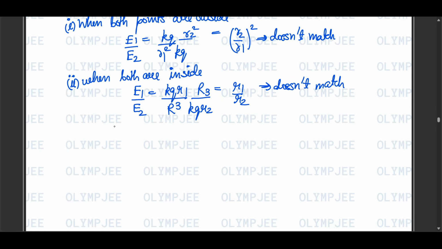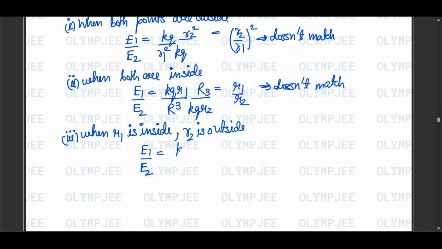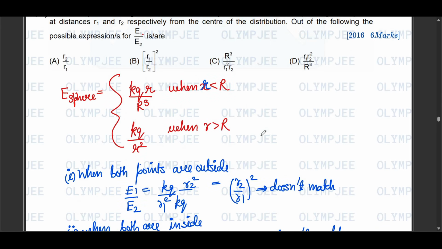Third is when r1 is inside, r2 is outside. So this will be the inside formula for r1, which is this, and outside formula for r2, which is this. So this will be r1 r2 square by r cube. So r1 r2 square by r cube, D option is correct.